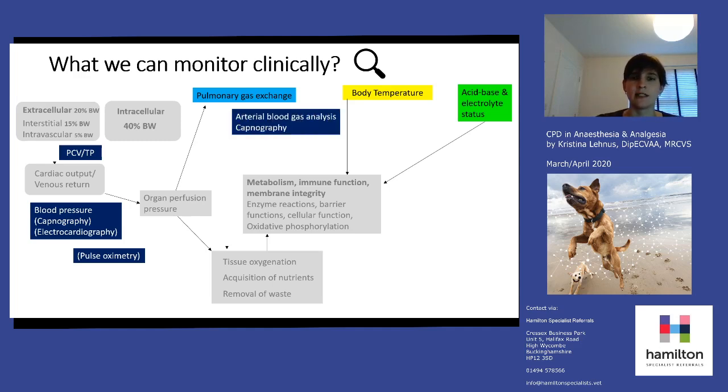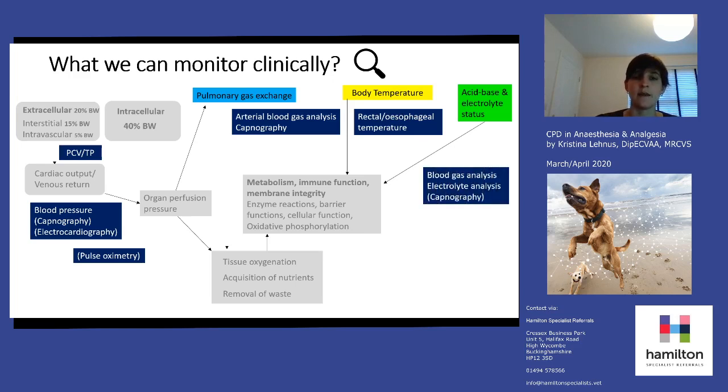Then we've got arterial blood gas analysis. We can see what our CO2 and our O2 is in arterial and venous blood. And then again, capnography features there as well. Rectal and esophageal temperature actually get quite close to core temperature, so that's a reasonably good thing to do. And then we can use blood gas analysis, also venous, to look at pH status, acid base, bicarbonate, that kind of thing, and electrolyte analysis. And then capnography features in there as well because of the fact that CO2 is the main volatile acid.